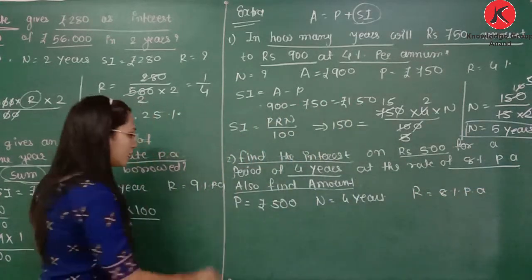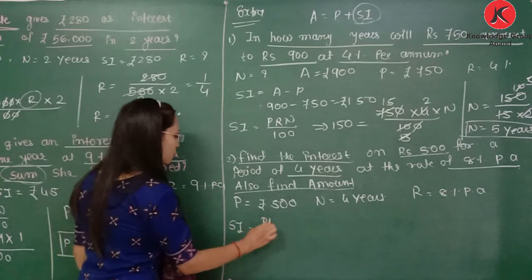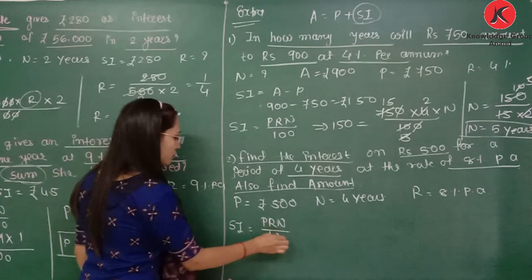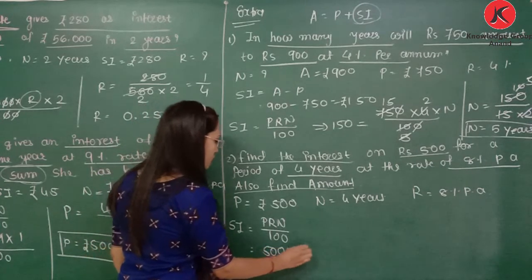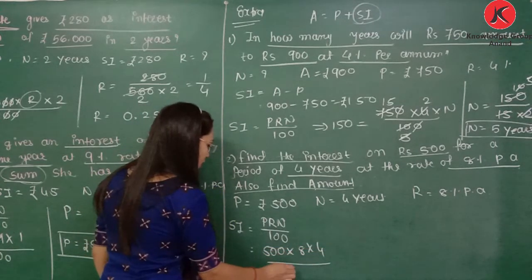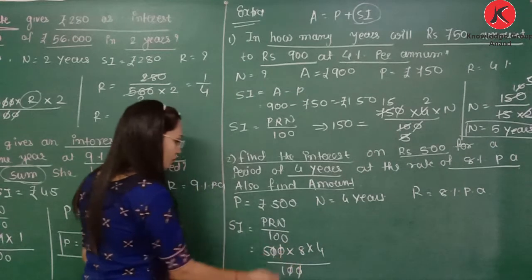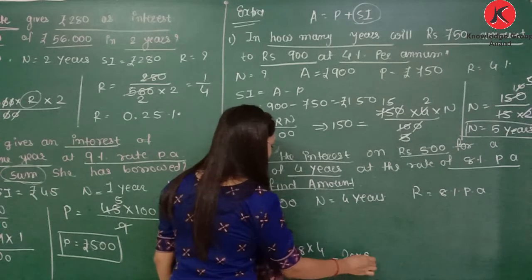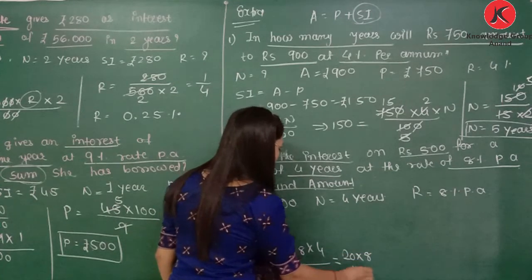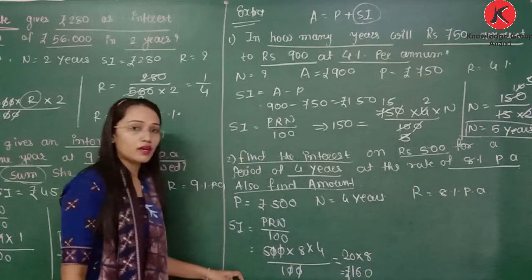So here we can directly use equation SI is equal to PRN divide 100. P that is 500, rate of interest is 8 and n is 4, divide 100. So it is 5 4s are 20 multiply 8, 160 rupees. So that is what? Our simple interest.